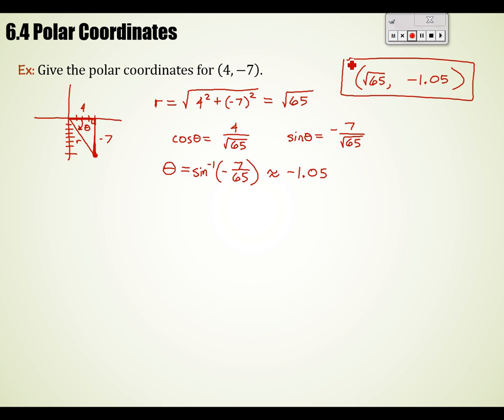And how else could you do it? You could also do tan inverse of negative 7 over 4. And you'll get the same thing. So that's a great way to do it too. Just as a reminder for that conversation, inverse sine is a good choice because it returns values in the, what are the ranges of these arc functions? Sine is from negative to positive pi over 2. It returns values.